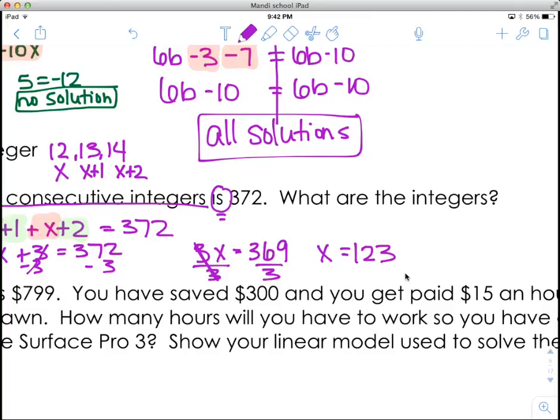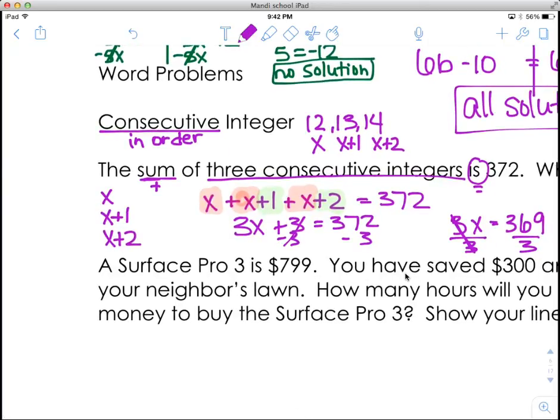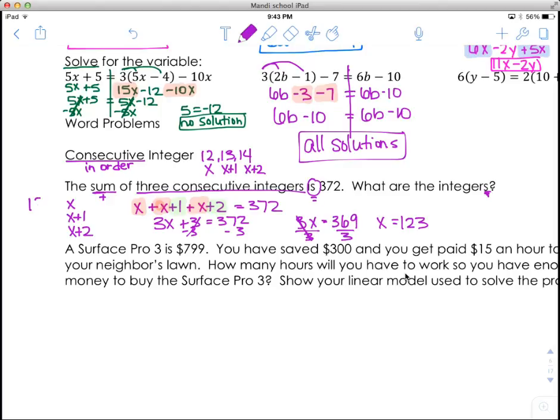What are the integers? That indicates that you have more than one answer. It asked for 3. So we said the first one is 123. That makes the next one 124. And the last one 125. 3 consecutive integers.